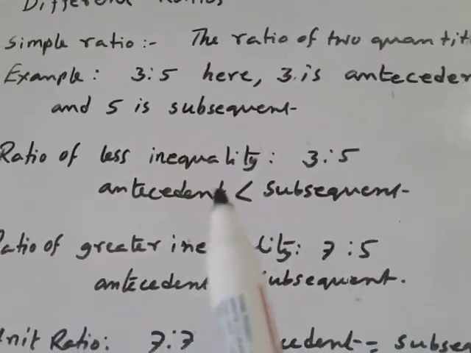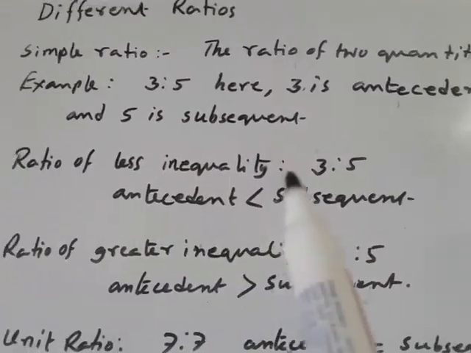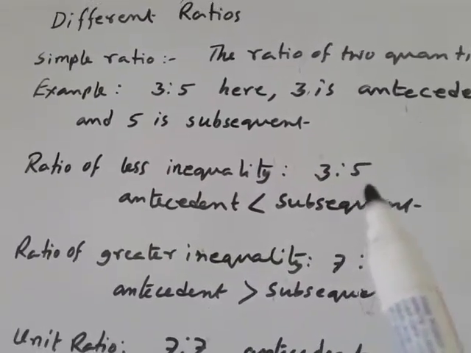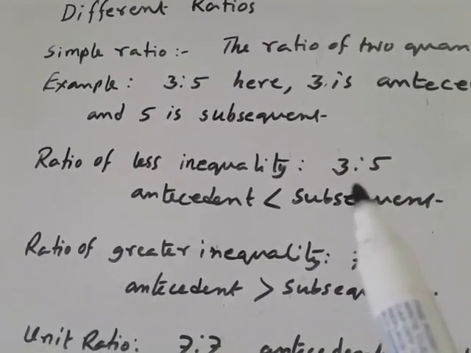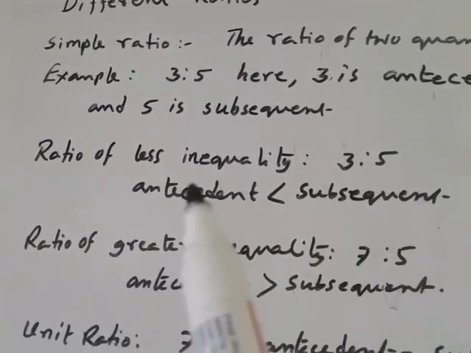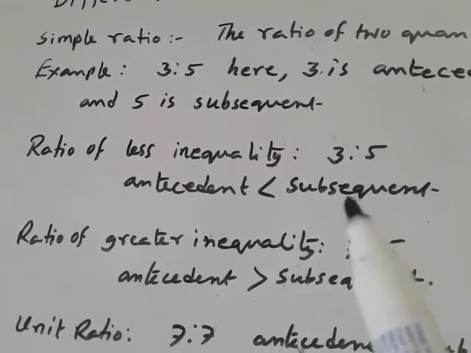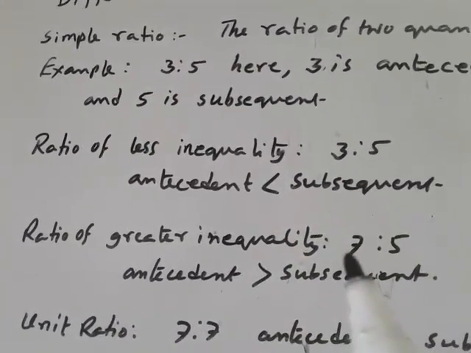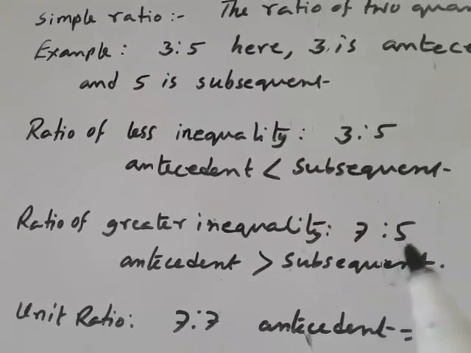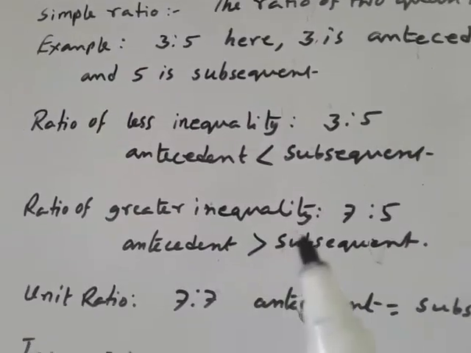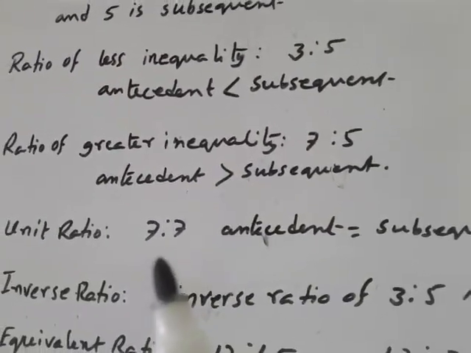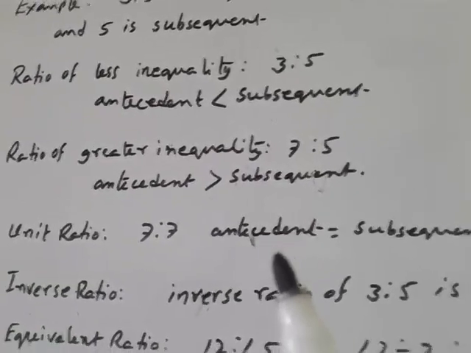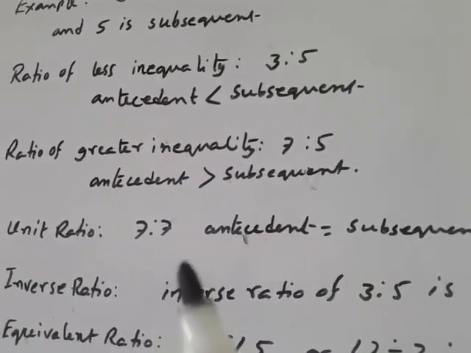Ratio of less inequality: if antecedent is less than subsequent, it is called ratio of less inequality. And if antecedent is greater than subsequent, it is called ratio of greater inequality. Unit ratio, see 7:7, antecedent and subsequent both are equal.